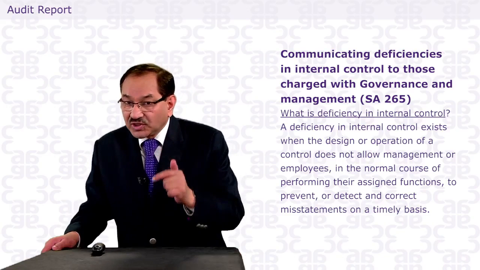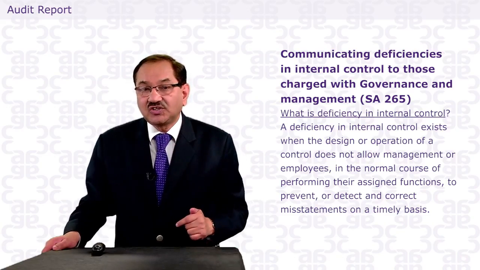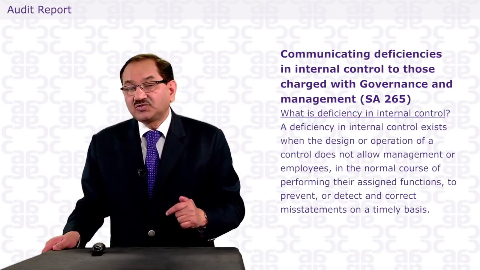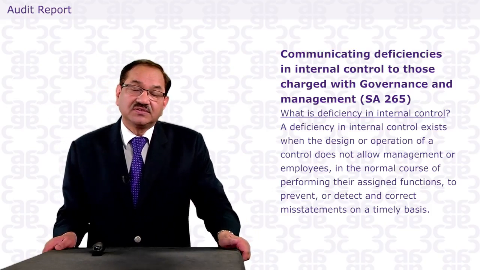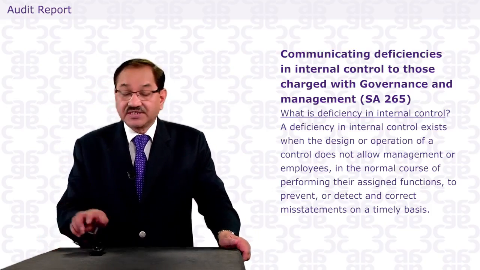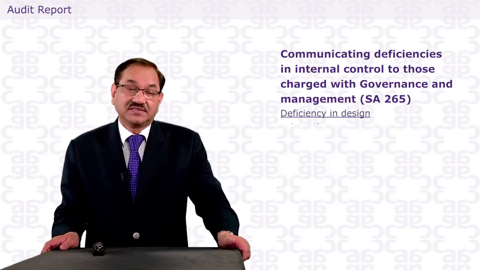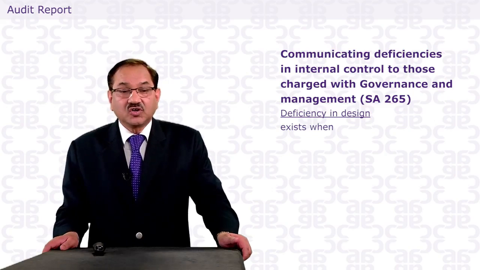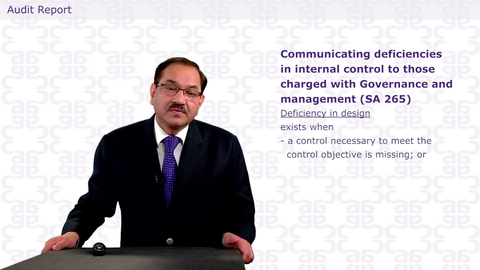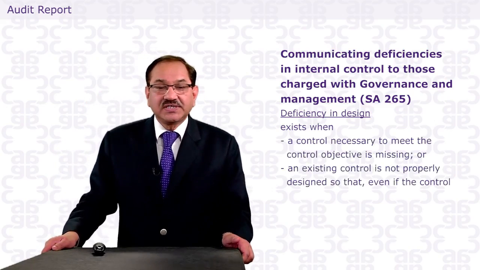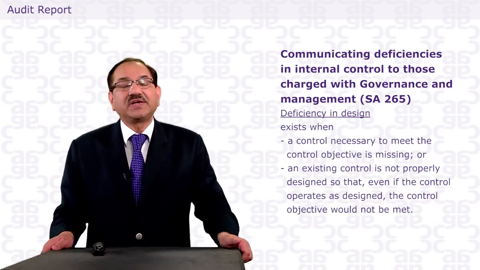So there is a certain defect in the design of the control system, and it is not able to detect such types of mistakes during the process. So these are the deficiencies of internal controls. Deficiency in design exists when a control necessary to meet the control objective is missing, or an existing control is not properly designed so that even if the control operates as designed, the control objective would not be met.